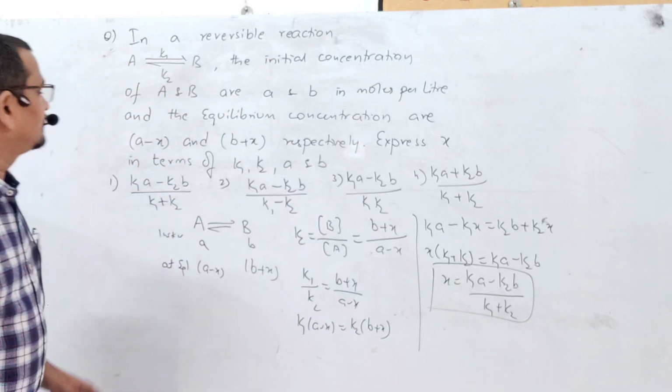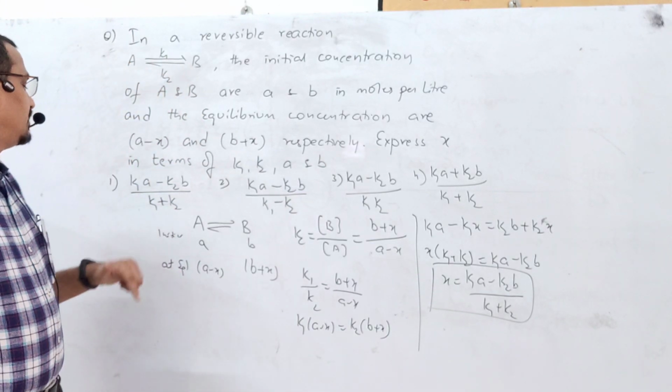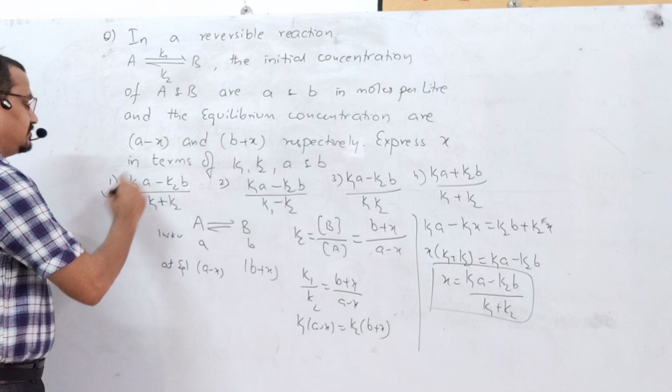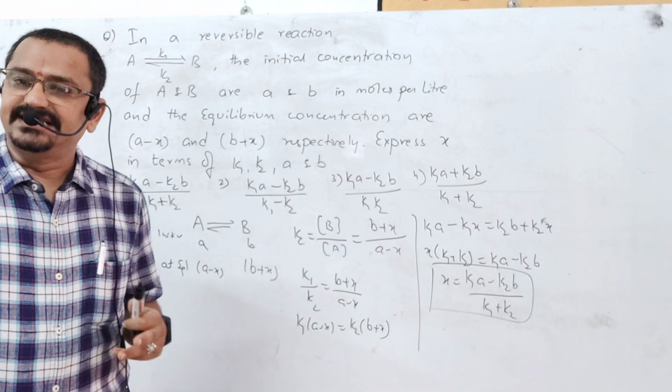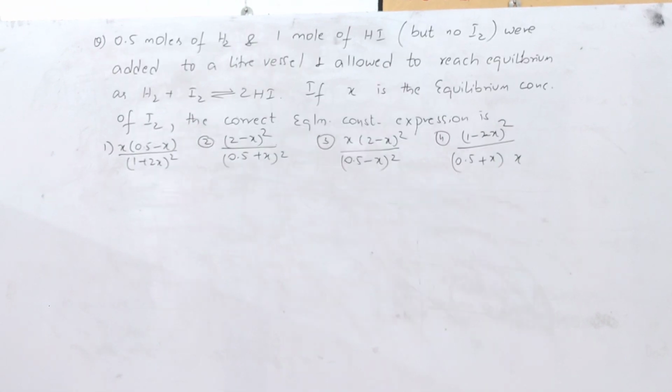So which option is suitable for this? K1A minus K2B by K1 plus K2. So this is the answer for the given question. Let us see one more question of this type.